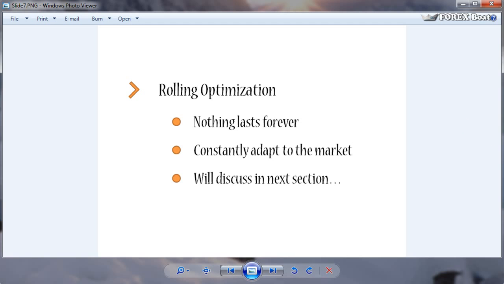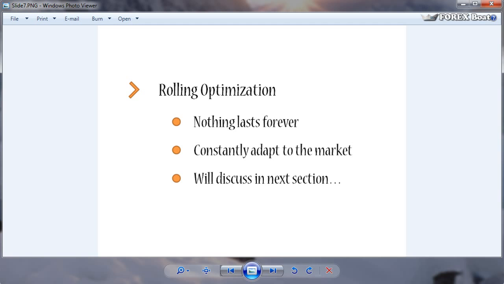And finally, rolling optimization. So this is something that we haven't discussed yet. The main concept behind it is that nothing lasts forever. There is no expert advisor, no set out there in the world that will always make money. The markets are always changing. The markets are dynamic. Conditions are changing. Governments are changing their regulations, doing interventions. Everything is changing all the time. So you have to constantly adapt your trading systems to the market.